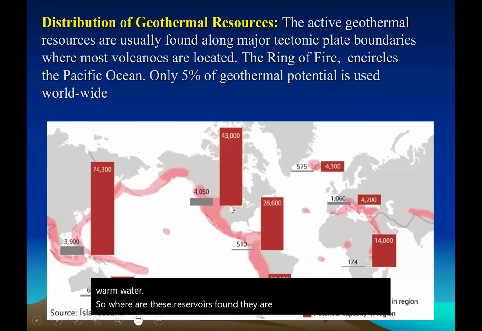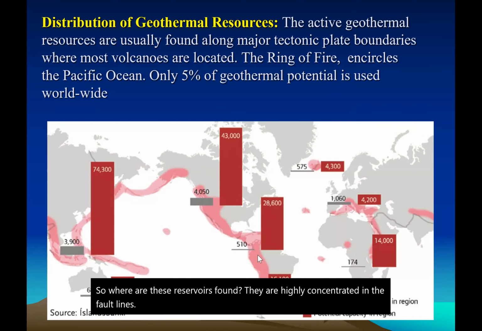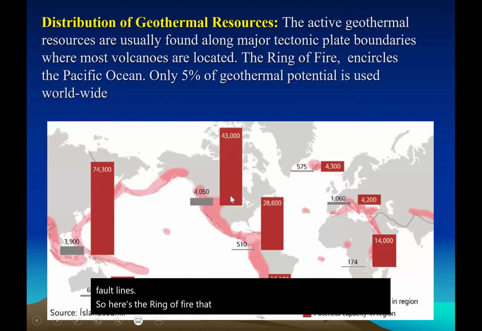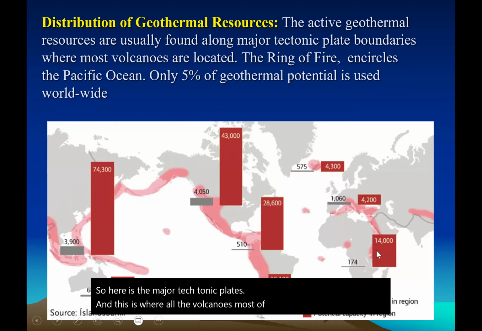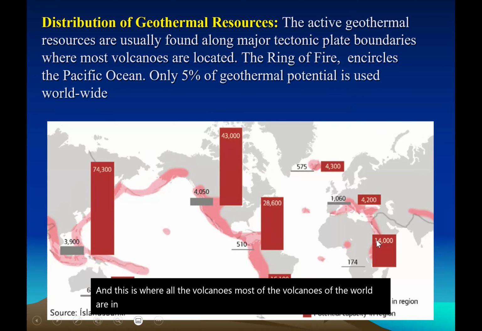So where are these reservoirs found? They are highly concentrated in the fault lines. Here is the Ring of Fire that you can see surrounding the Pacific Ocean. Here are the major tectonic plates. And this is where most of the volcanoes of the world are, along these fault lines.